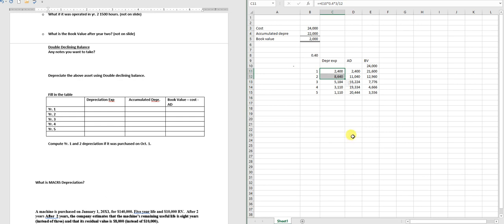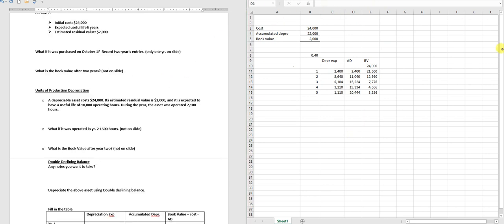So let's go back to straight line if I had purchased it on October 1st. Okay, so for straight line, we had the cost minus the salvage value. So it's 22,000. So that divided by 5 years, divided by life, is 4,400 a year. And so since I purchased it in October, times 3 divided by 12, so I would have 1,100 in the first year. And the next year, since I owned it all 12 months, it would be 4,400 in the second year.